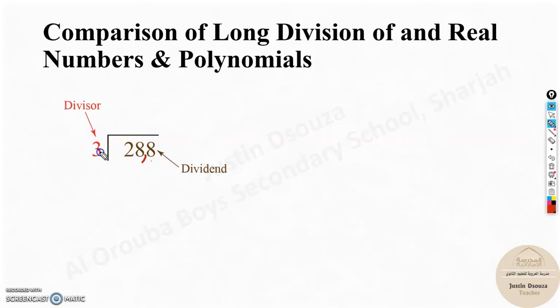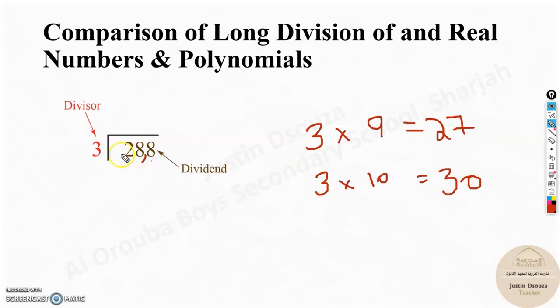So 28, yes, it is greater than 3. So how many times 3 is close to 28? So you must see 3 times 9 we know is 27. Remember, don't take 3 times 10 because it should not exceed this number. See, 3 how many times is a number close to 28? 3 9 times, isn't it? So we will write 9 over here, times how many? 27. It should not exceed this number, the 2 digits.